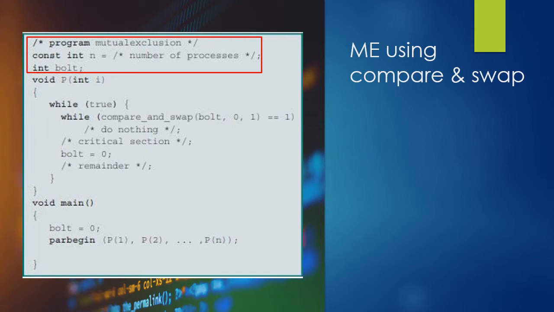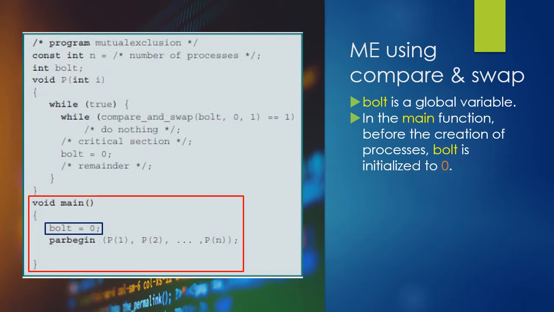We will declare a constant global integer n. Constant means it has a fixed value. Global means it can be seen by the main program and all the other processes. N will be determining the number of processes that will be created to run in parallel. Bold is a global variable. There is always a main function in C code from which execution starts. In the main function, before the creation of processes, bold is initialized to 0.